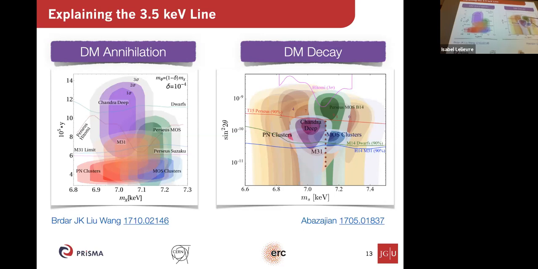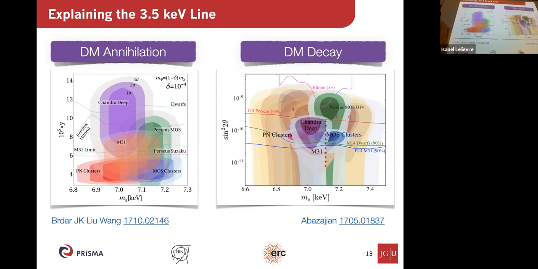But what you can see is that these different blobs, they don't really overlap as much as one would have hoped them to overlap. Moreover, there are these lines here. These are constraints from observations that did not find the 3.5 keV line. And you see that especially this one here, this is another observation of M31, that disfavors almost all of the observations here. So that's a bit of a confusing situation.